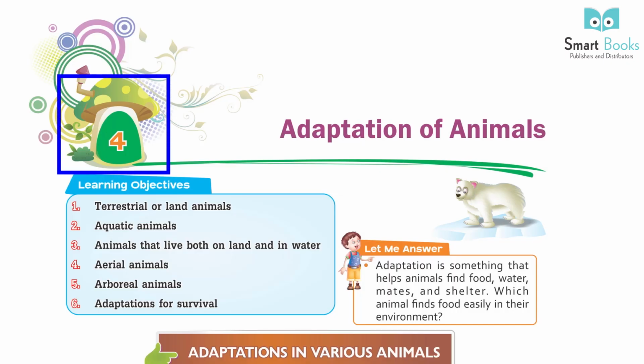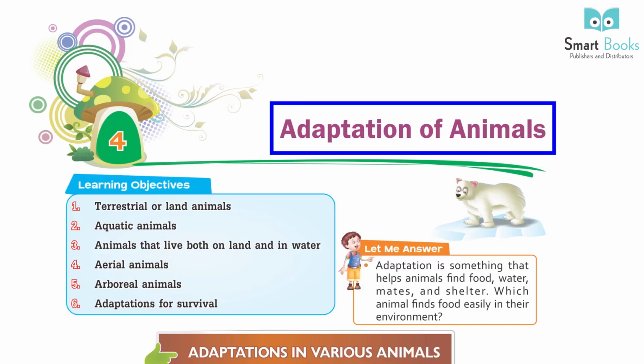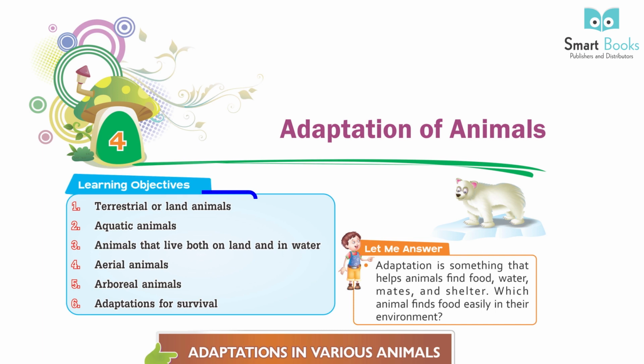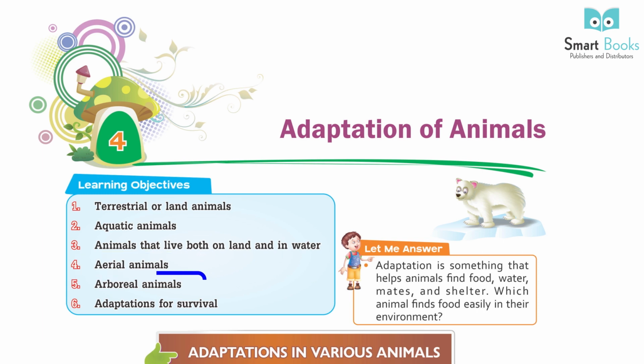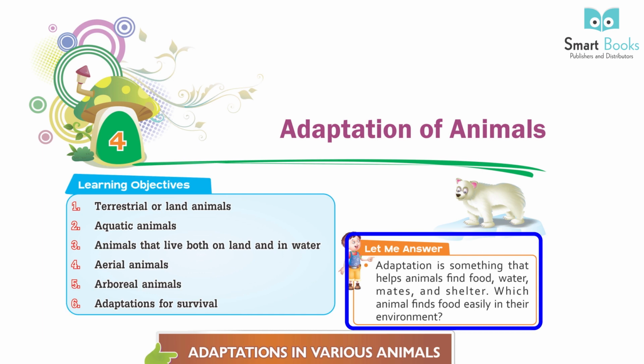Chapter 4: Adaptation of Animals. Learning objectives: 1. Terrestrial or land animals. 2. Aquatic animals. 3. Animals that live both on land and in water. 4. Aerial animals. 5. Arboreal animals. 6. Adaptation for survival.